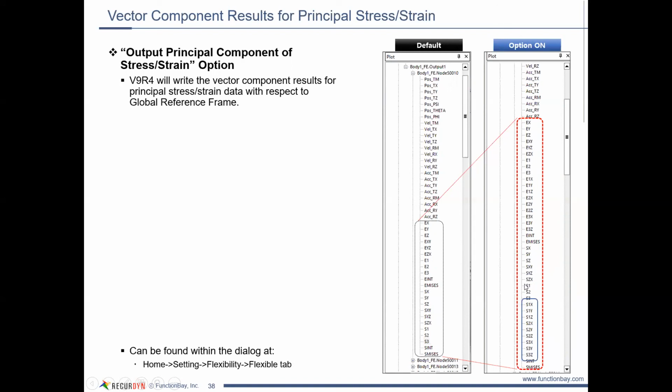So you have the principal stresses here, that's S1, S2, S3. Below that, we now have the X, Y, and Z components of those principal stresses. And we have the same thing with the strain. We have E1, E2, E3 for the principal strains, and again the same collection of additional X, Y, and Z components for those three strains.